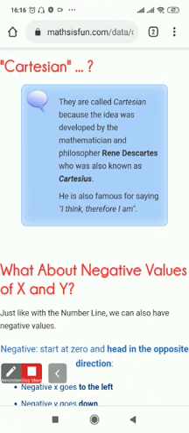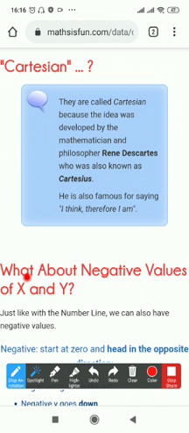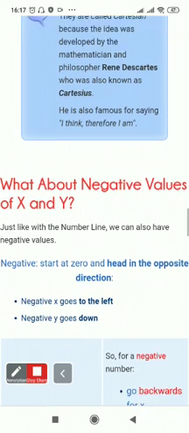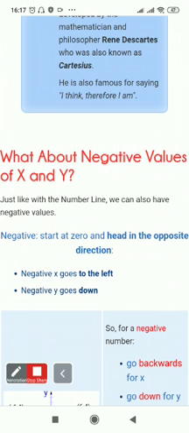Why do we call it a Cartesian plane? We call it a Cartesian plane because the idea was developed by a mathematician and philosopher. His name was Rene Descartes and he was also known as Cartesius. That's why we call it the Cartesian plane, after the name of this mathematician. He is also famous for saying, I think, therefore I am. It was a small famous saying which was said by him.